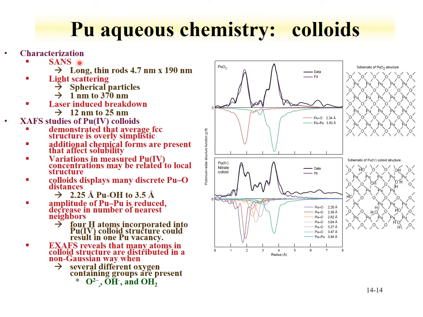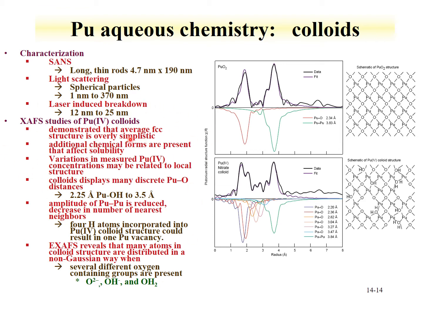Characterization of colloids can be done with a number of different techniques: small angle neutron scattering, light scattering, laser-induced breakdown spectroscopy. Each of these tend to produce different results as far as the characterization of plutonium colloid particle sizes. That has to do with two things. One, the methods themselves. For instance, light scattering is predicated upon spherical particles. And two, the solutions are different. The time between when the solution was made and when the measurement was made will vary. Therefore, the results can be varied. Some plutonium XAFS data is shown here.